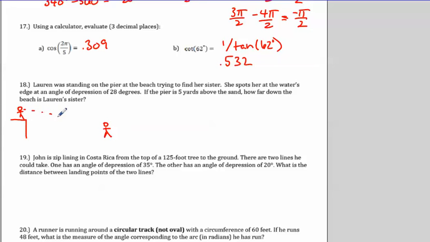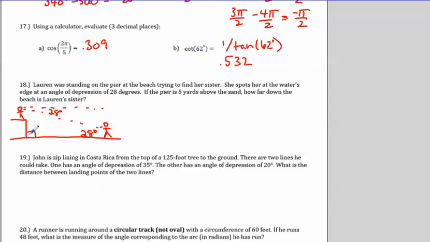And she spots her sister. So the angle of depression is made with the horizontal, and that was 28 degrees. Remember that the angle of depression and the angle of elevation are alternate interior angles, so they're always equal. So if you're given an angle of depression, you can always make that the angle of elevation, and then you can work inside this right triangle.